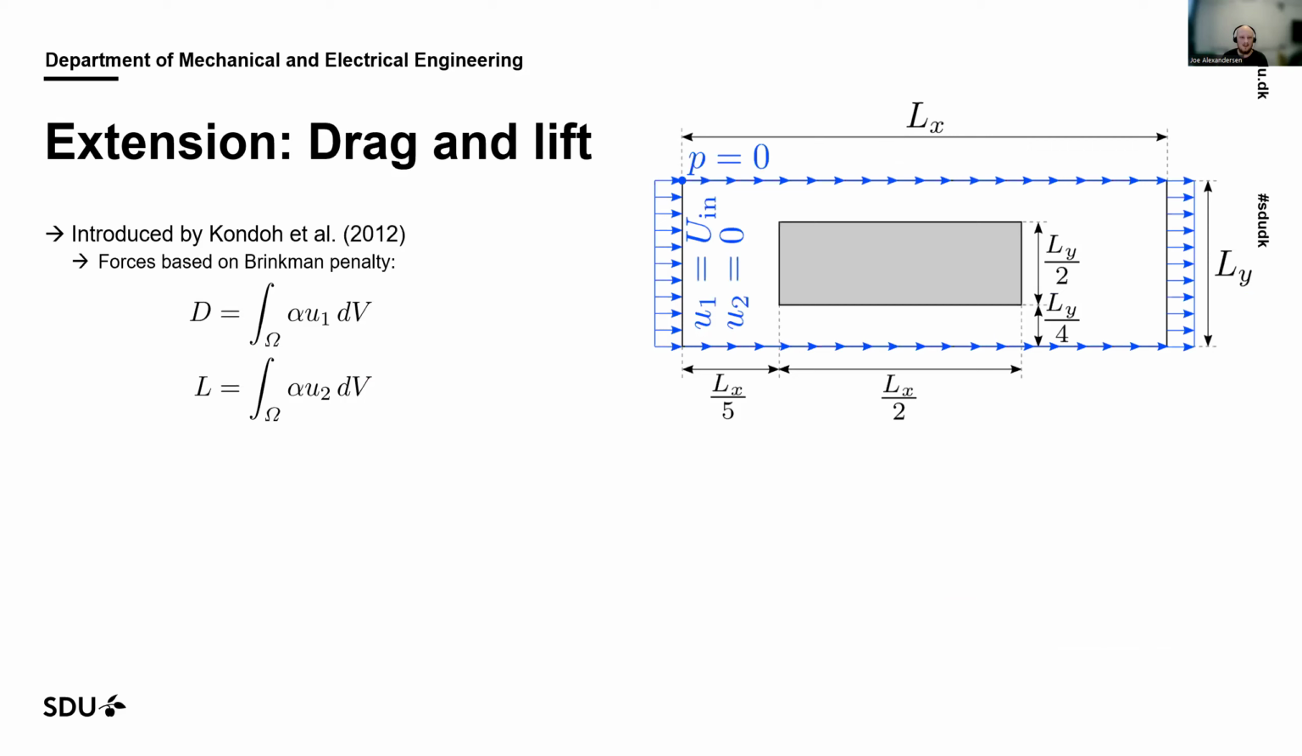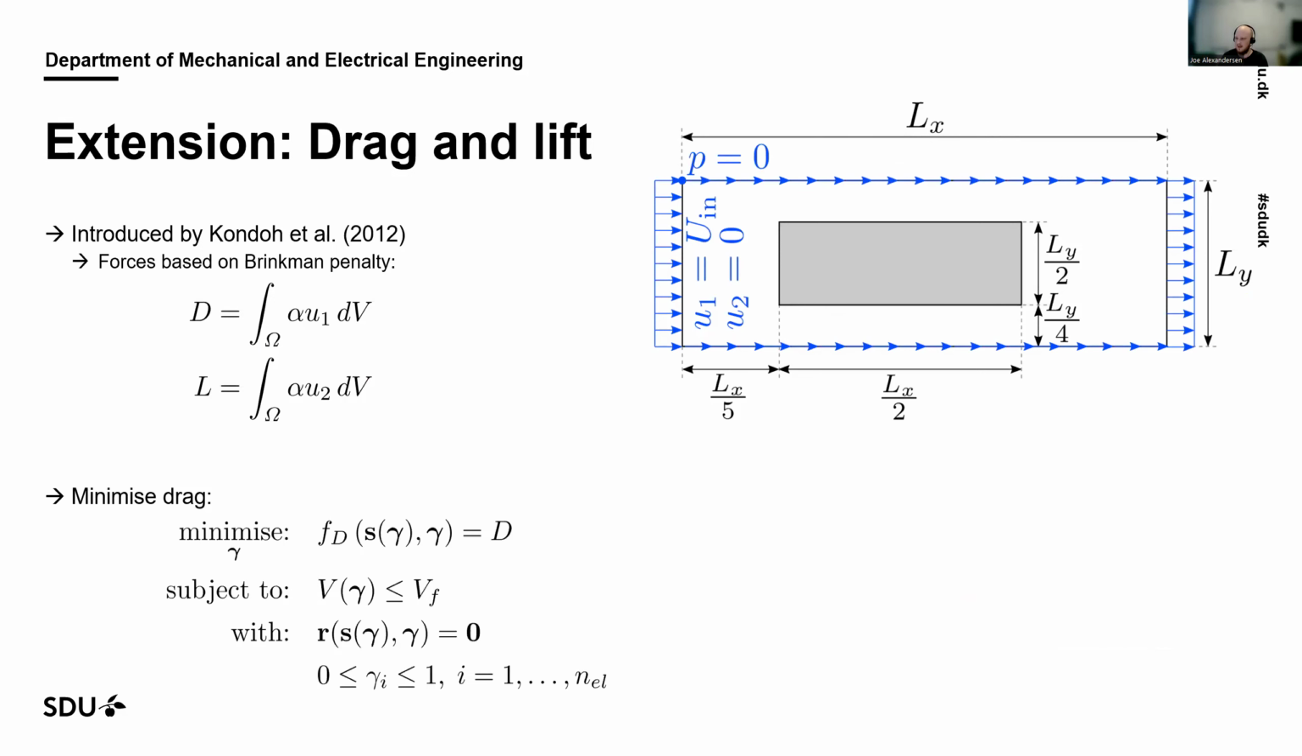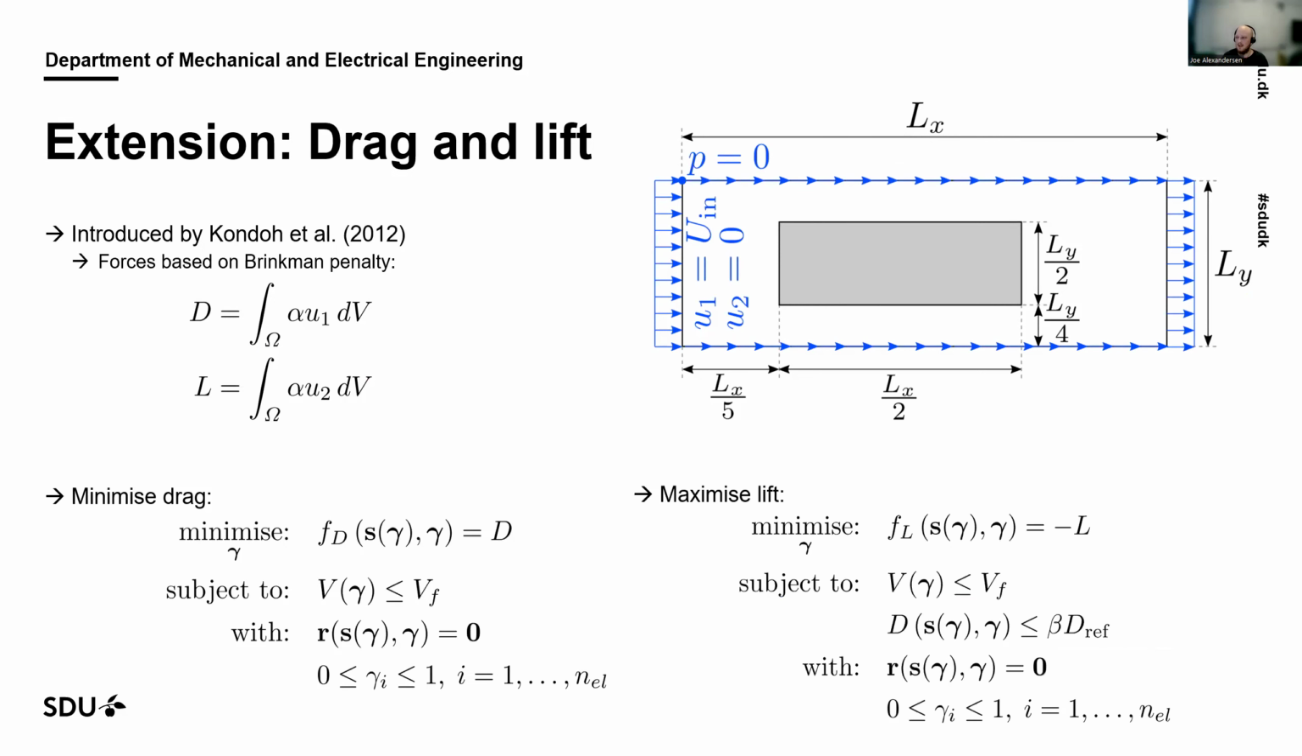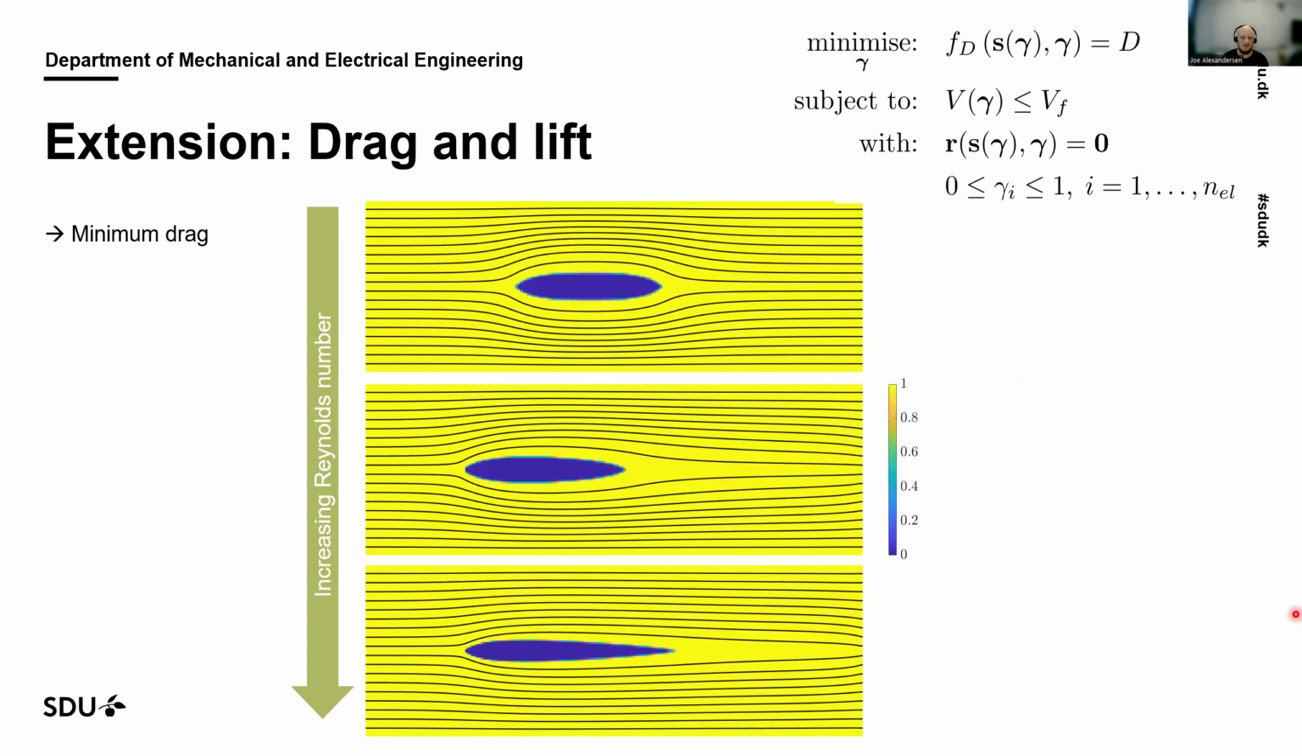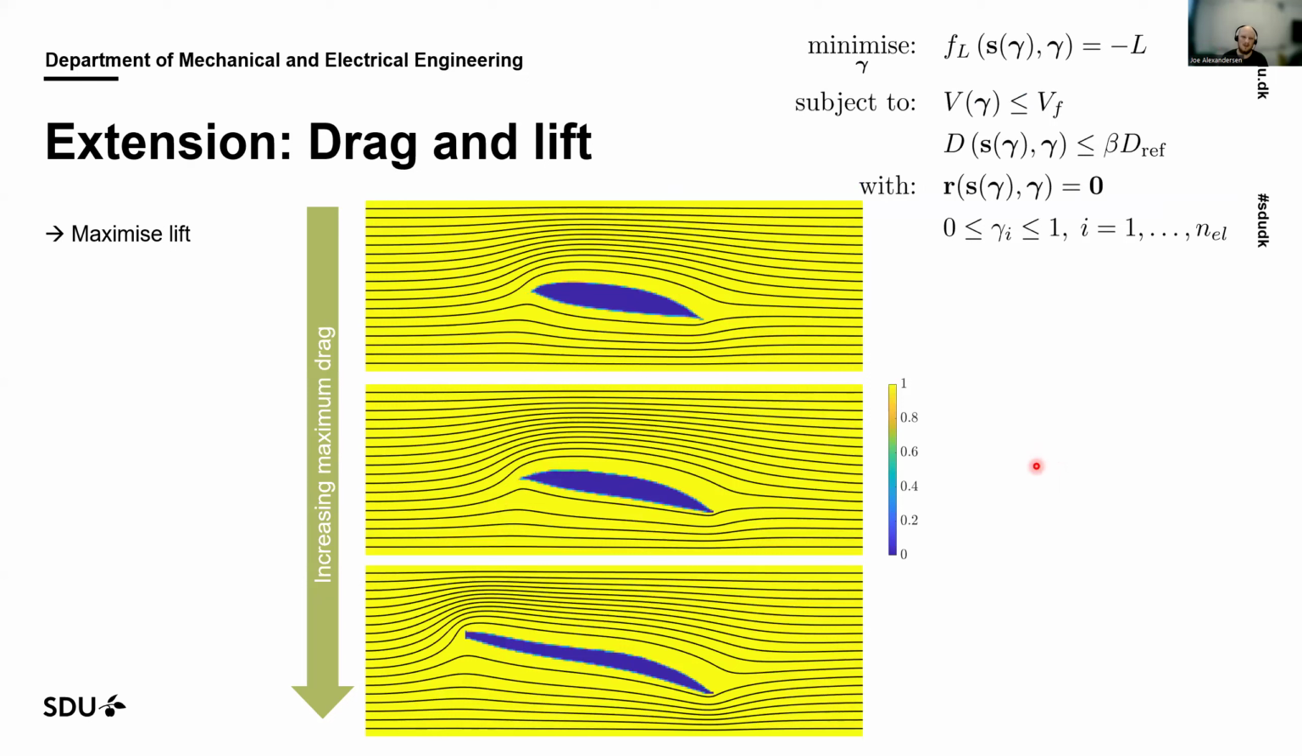We can also do drag and lift. This is using the formulation introduced by Kondo et al. back in 2012. We can minimize drag and then maximize lift with a constraint on the drag. So these are some results for increasing Reynolds number from top to bottom, and we see we get these more elongated aerofoil-like shapes. And then if we take these same designs and say, maximize the lift, but keep the drag under control, don't increase the drag too much, we get these designs for the same types of problems.